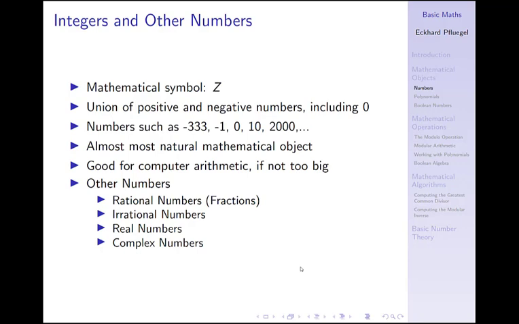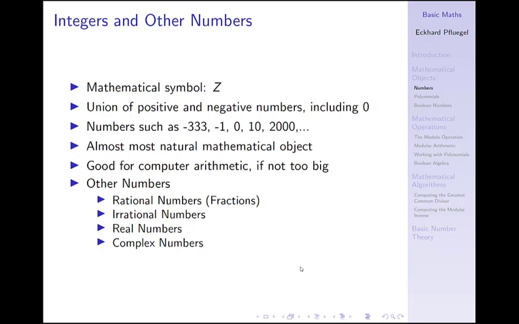So let us introduce the integers and perhaps put them into context with some other types of numbers. Well, integers are, I would say, almost the most natural mathematical objects, apart from the natural numbers. So the integers are the union of the positive and negative numbers, and we would include 0 as well. So for example, as you can see in this list: minus 333, minus 1, 0, 10, 2000, 10,000. These would all be integers. That's not too difficult. I'm sure you've all come across this.